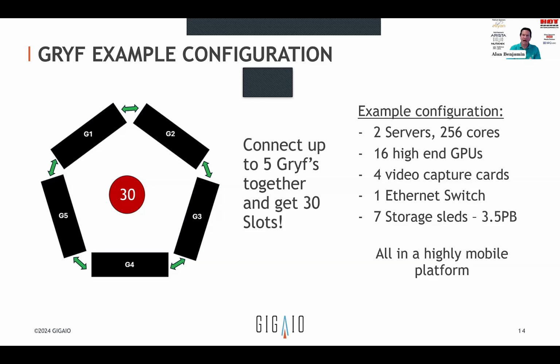can get 30 slots. So an example here, you could have a 2-server configuration with 256 cores. You could have 16 high-end GPUs. You could have 4 video capture cards, an Ethernet switch, and 3.5 petabytes of data, all in a platform that when you get done with it, you can literally pull up the handle and roll it away.